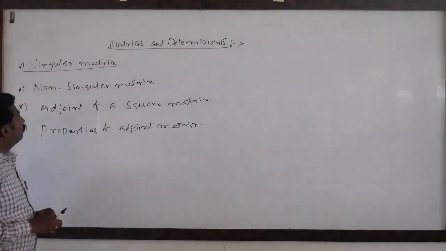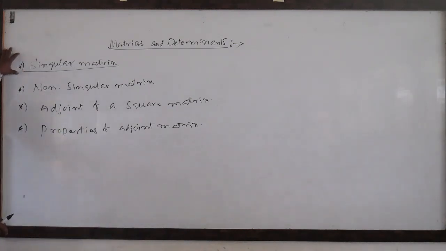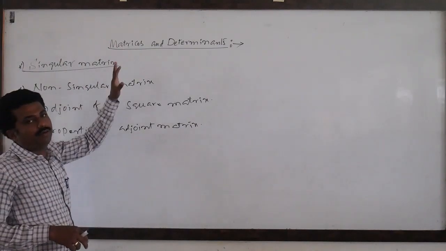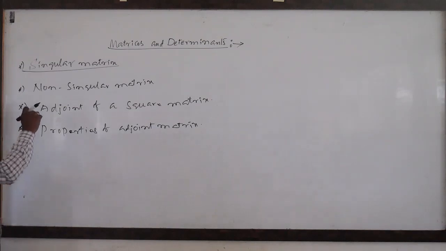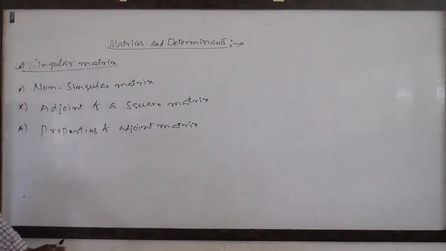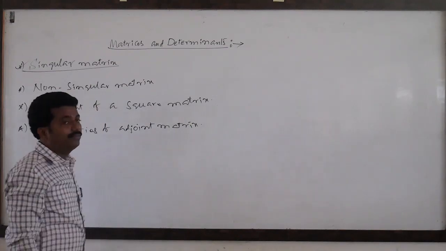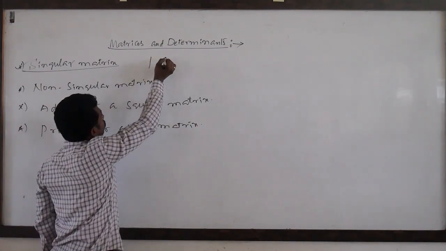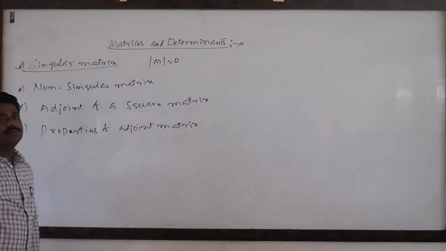Today we are going to discuss some important concepts which are most important from the objective type or entrance point of view. First of all, singular matrix. A square matrix capital A is said to be singular if the determinant of A equal to 0.